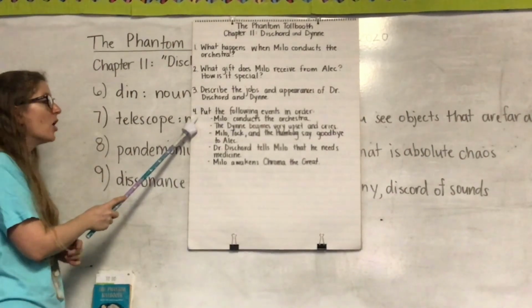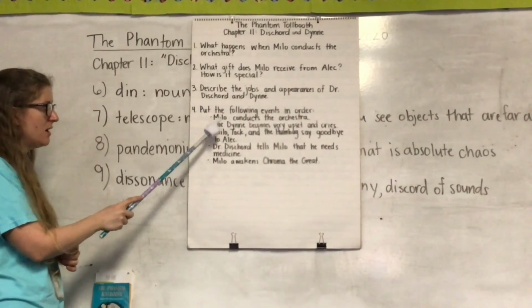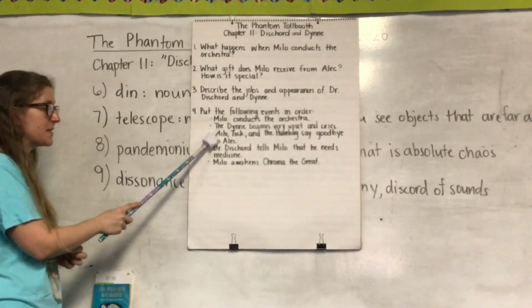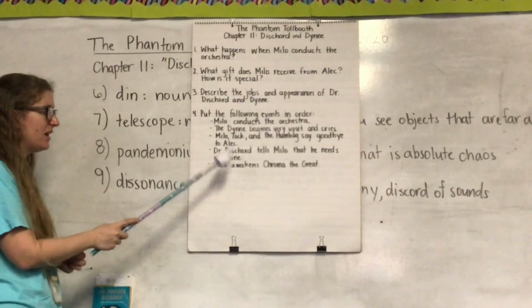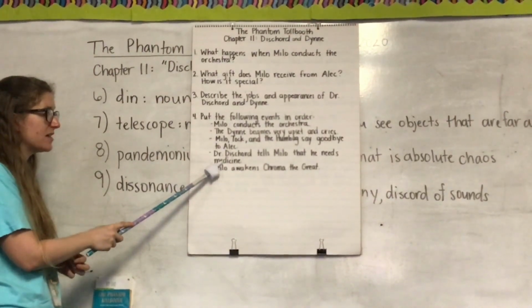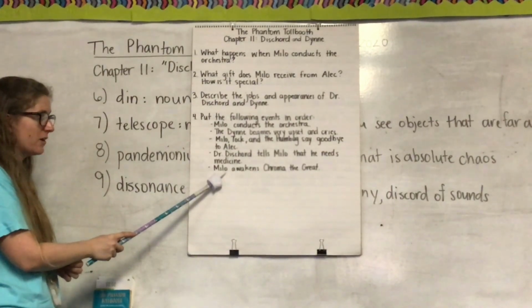Number 4. Put the following events in order. Milo conducts the orchestra. The din becomes very upset and cries. Milo, Tock, and the humbug say goodbye to Alec. Dr. Discord tells Milo that he needs medicine, and Milo awakens Chroma the Great.